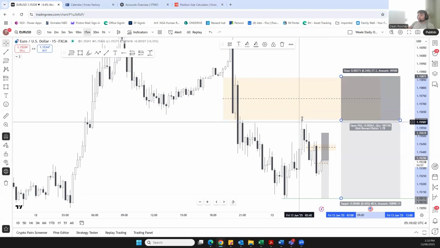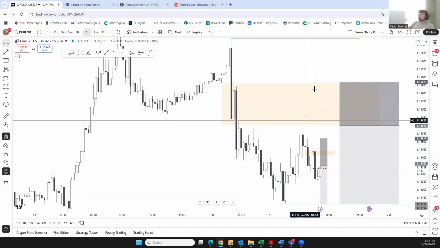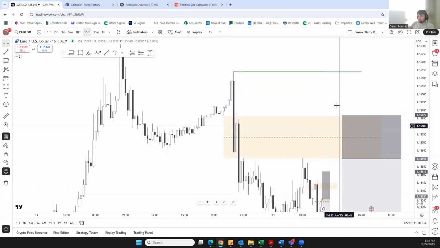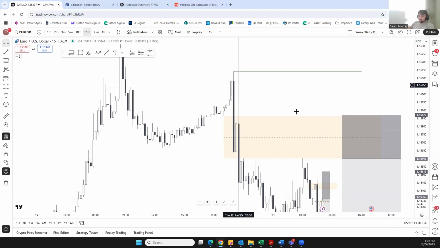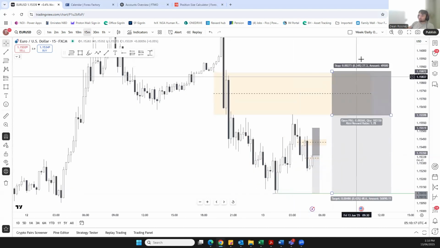You've not got a lot of information at this point. This could have just came here, rallied through there, used it as resistance when it got above, and then moved in towards these old highs. Okay, so you're running a risk here. You've not got as much information.